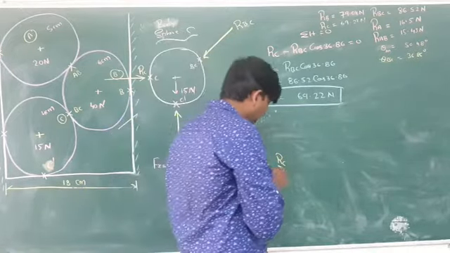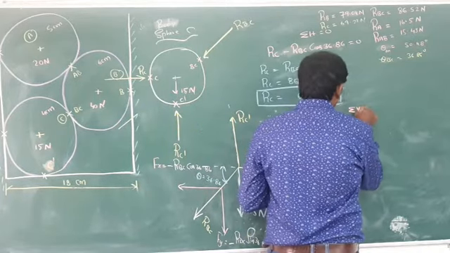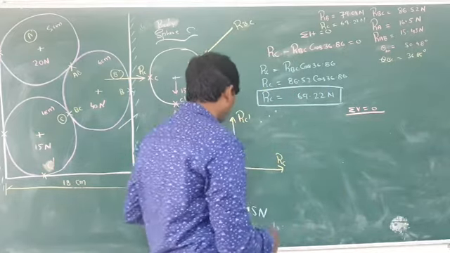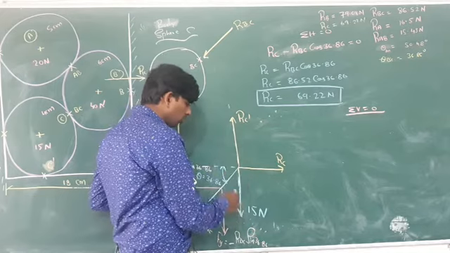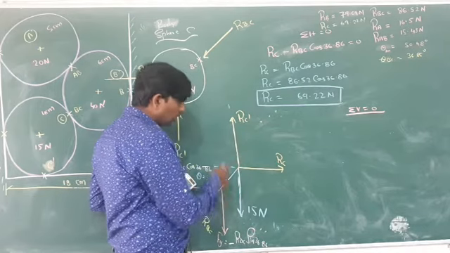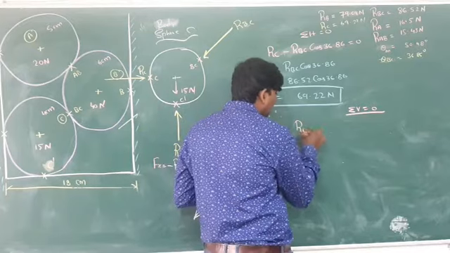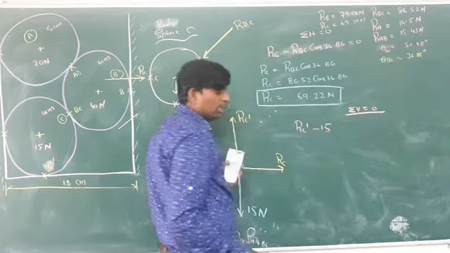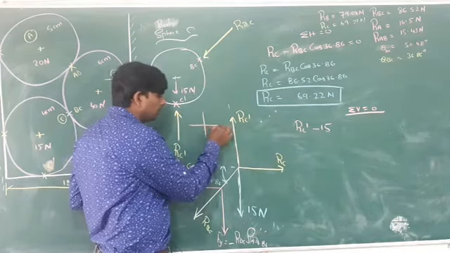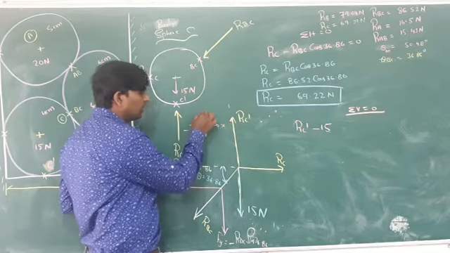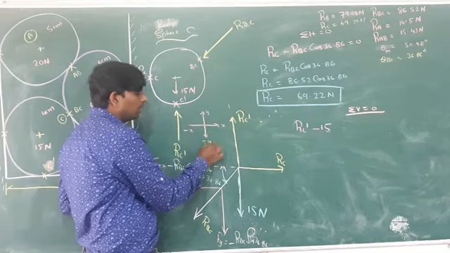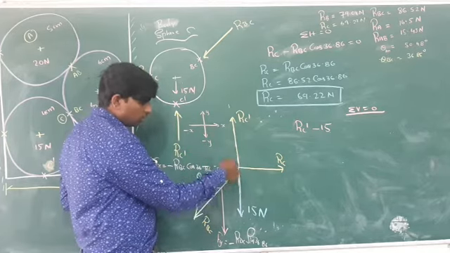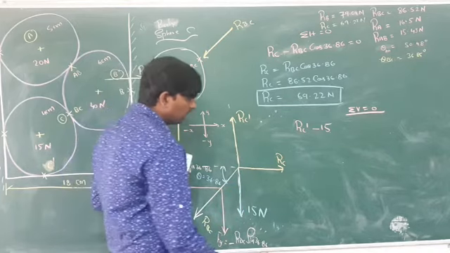After that, what you have to do? Sum of vertical is equal to 0. How many vertical forces are there? 1, 2, 3. First one is RC dash. Second one is minus 15. Why are you considering minus 15? I told you, see here: this one is x, this one is minus x, this one is y, and this one is minus y. So minus 15, because it is lying on the minus y axis.